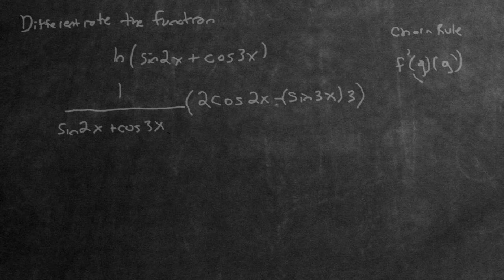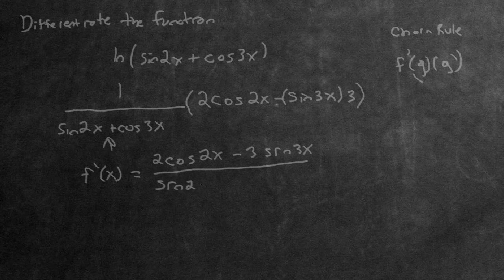But just to make it look a bit nice and rewrite it, we can say the derivative of f of x, this is how it's denoted with a prime symbol there, is equal to, and well, on the top we're going to have basically 2 cosine 2x. Then if we multiply the negative through, we're going to have negative, then put this 3 over here out front, negative 3 sine 3x. All over, then the denominator right here, sine 2x, add, then cosine 3x. And this is going to be our final answer.